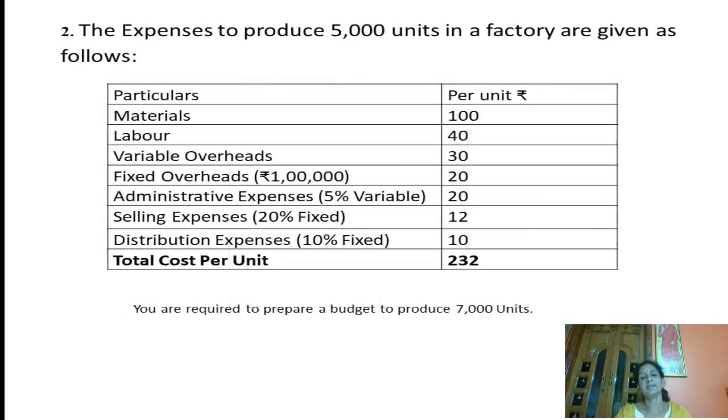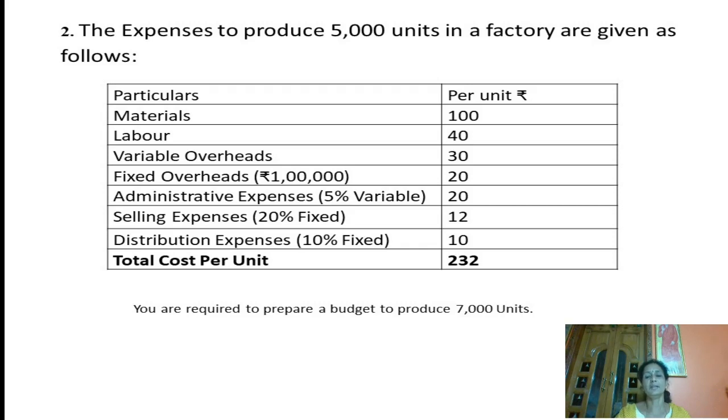Next problem, again this also is a section B problem. Here, again they have given the expenses to produce 5,000 units in a factory. And here also they have given per unit cost. And what you have to find out is you have to prepare a budget to produce 7,000 units. So they have given the cost which is incurred for 5,000 units. Keeping that as a base, you have to find out what will be the cost if the company manufactures 7,000 units.